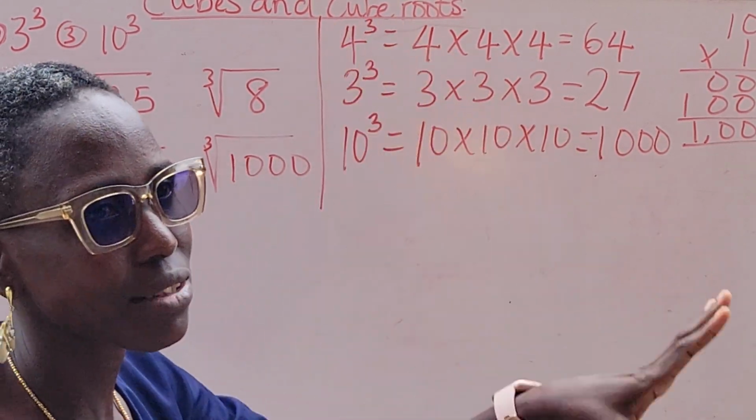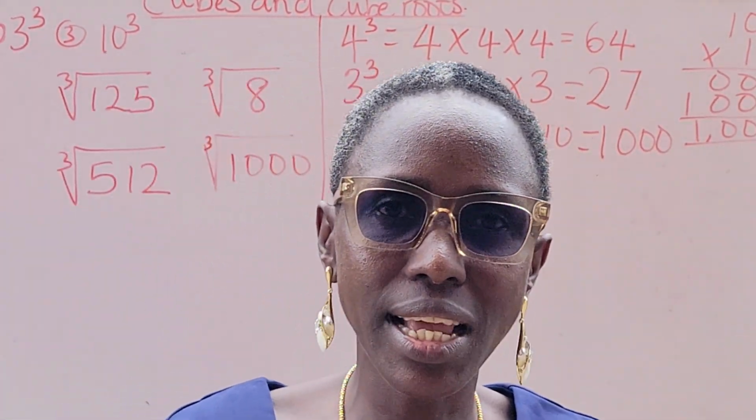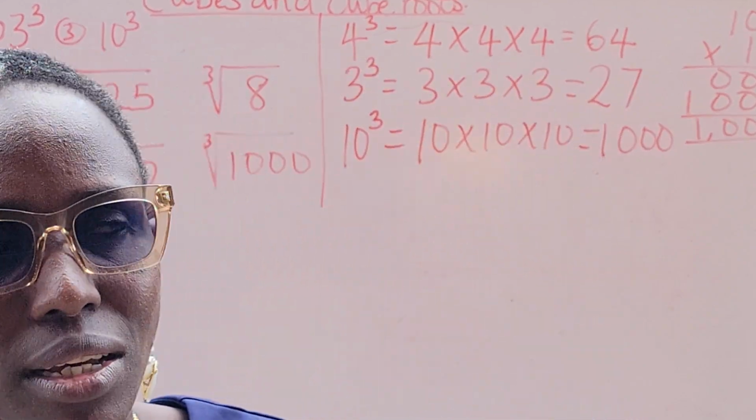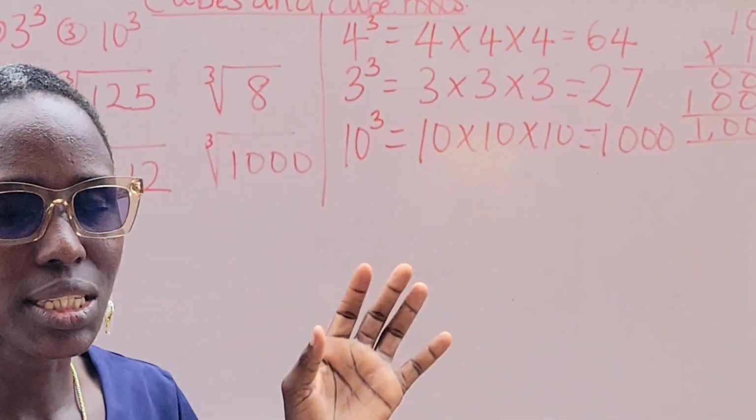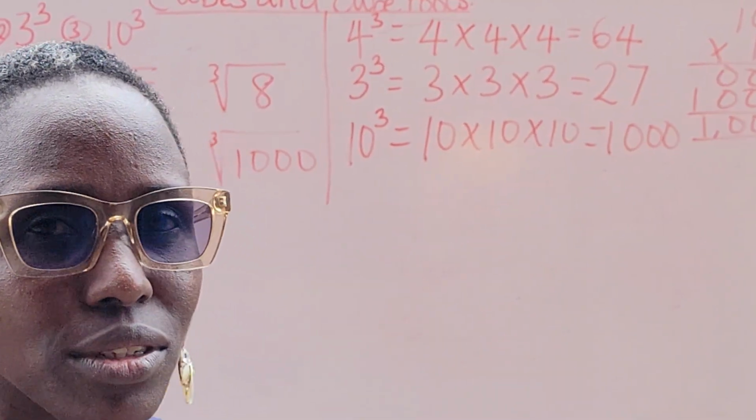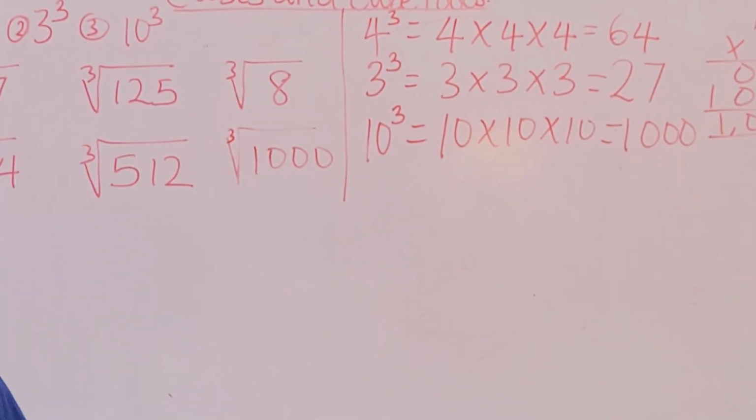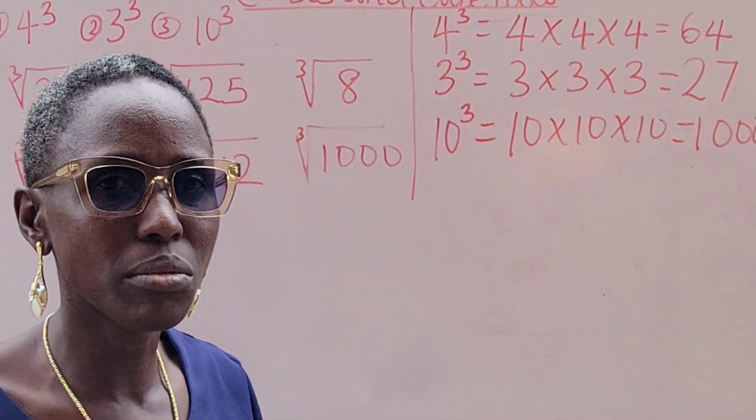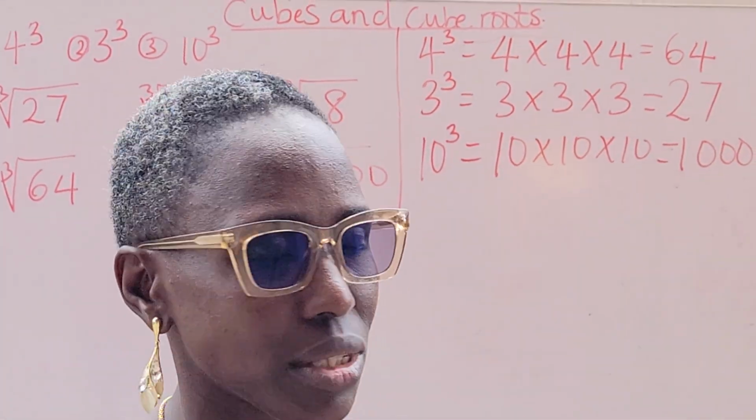Even if it is 8 raised to power 3, that is 8 times 8 times 8. 7 raised to power 3 is 7 times 7 times 7. Any number raised to power 3 means you should multiply that number 3 times.